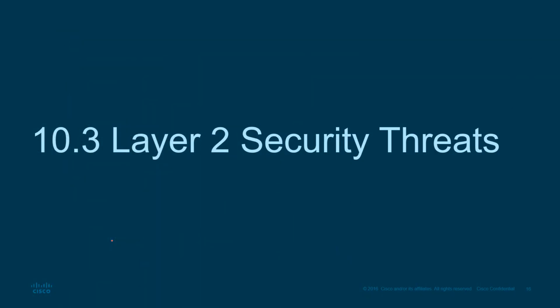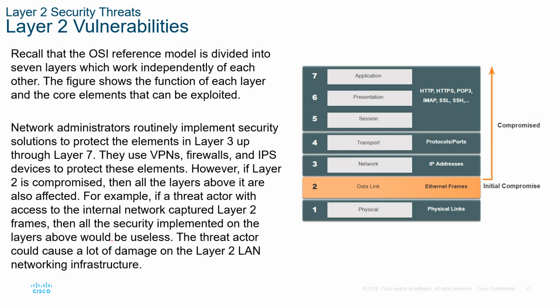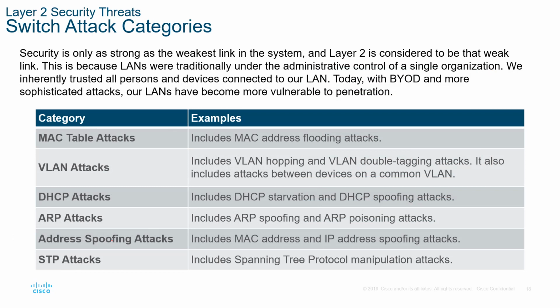All right, moving on. 10.3, Layer 2 security threats. There are vulnerabilities in all layers of our OSI model. However, normally the initial compromise will be done at Layer 2. Whether it be through frame spoofing or MAC address spoofing or other functionality, our Layer 2 vulnerabilities are probably some of the more common that people will have to interact with.